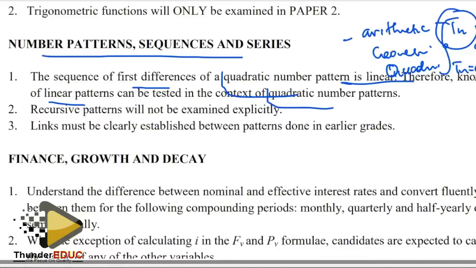Then when you're dealing with, let's say, the quadratic, we need to remember the 2a, the 3a plus b, the a plus b plus c. We need to use those expressions.